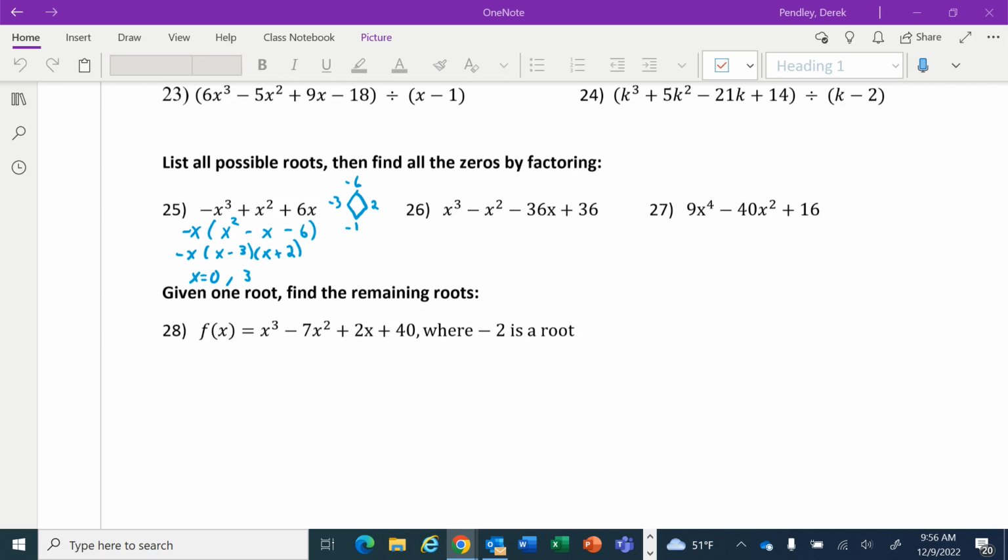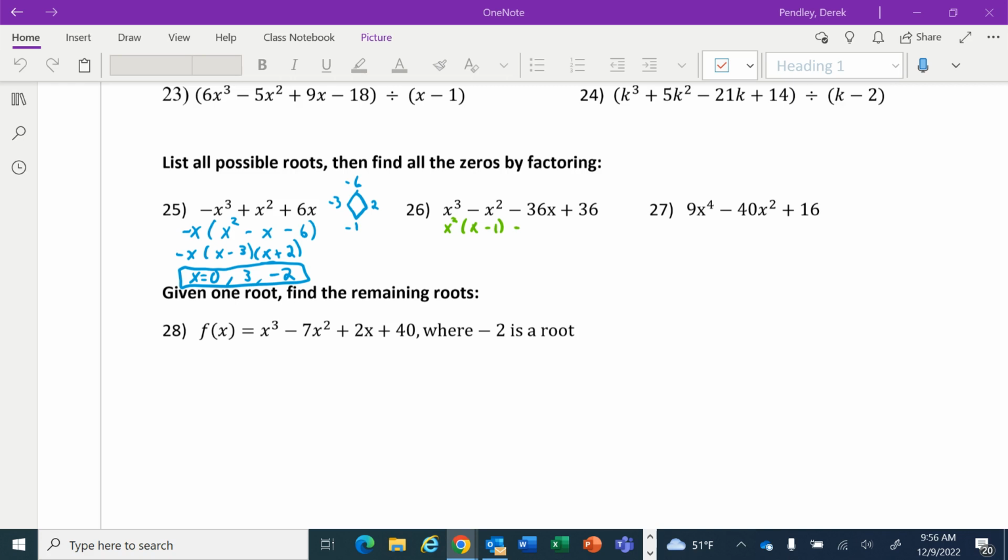Over here on number 26, these are 4 terms. 4 terms should be a red flag to you. Try factor by grouping. So if you do this, if you factor out an x squared, you're left with x minus 1. So I want to get this matching term on the right side. So in order to end up with a 1, I need to factor out a negative 1. I need to factor out a negative 36. So negative 36 times x minus 1.